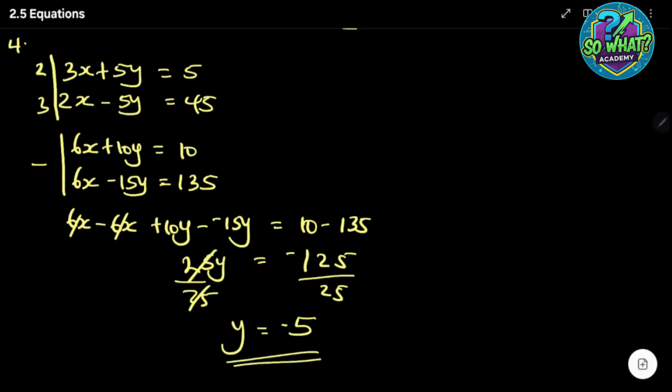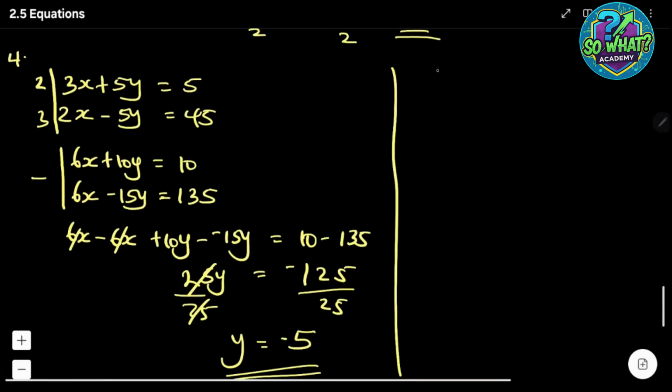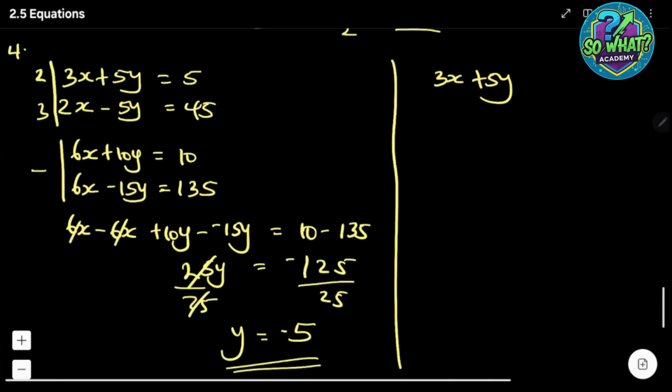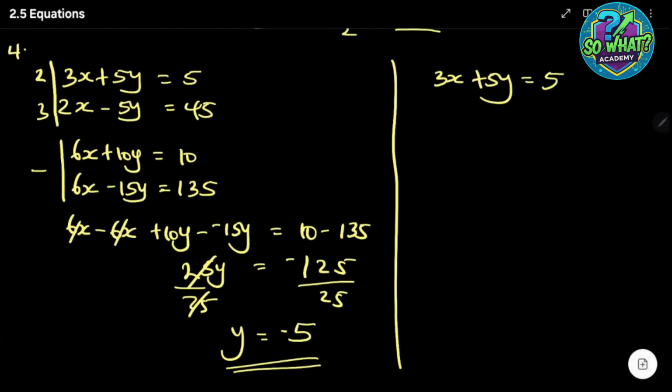So here I have eliminated x, I got y. So I'm going to use the same method and I eliminate y. But from the original equation, it is 3x plus 5y is equal to 5. Then 2x minus 5y is equal to 45. You realize that the coefficient of y up and down is the same, and even there is a minus already, so it can easily be eliminated.